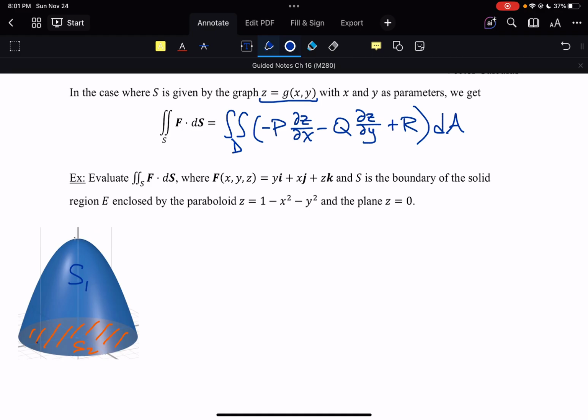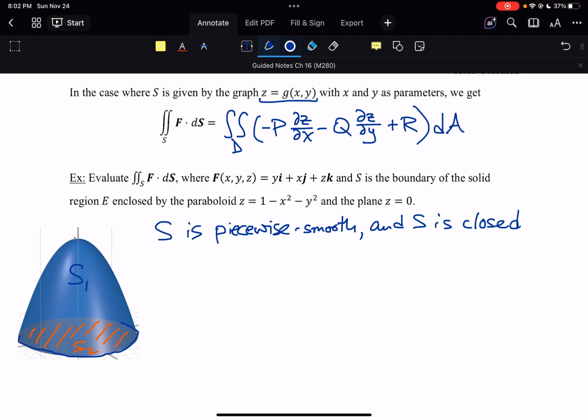So these together compose our surface S. So S is piecewise smooth, and S is closed, right? So notice that S is completely closed. These are bounded against each other. So S is closed.